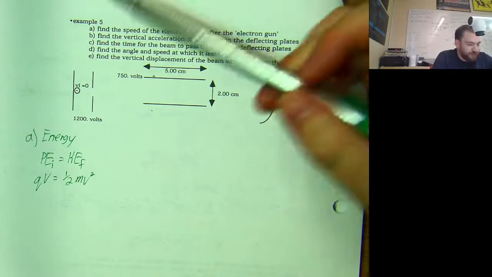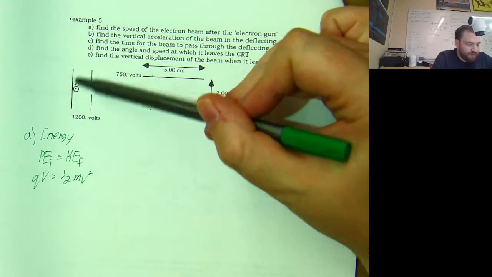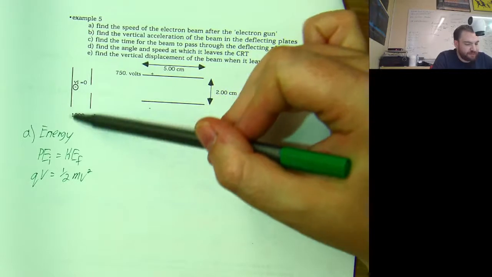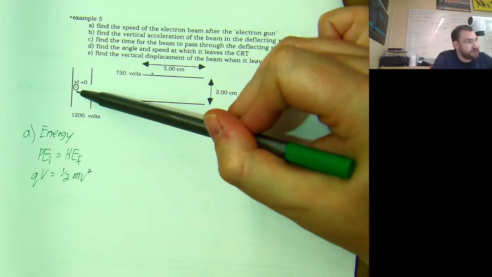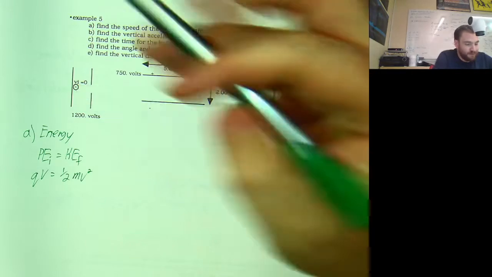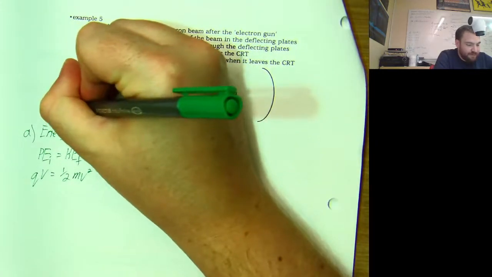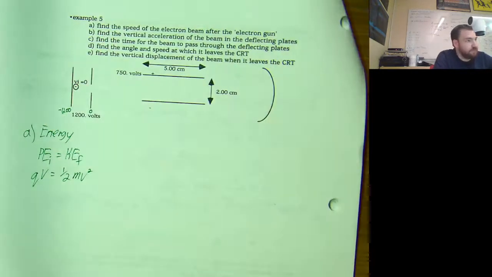Nathan, the only way for this to work is if, what voltage do we have here initially? You want it to accelerate this electron away from it. So this is going to be negative 1200, and this is going to be 0. Good.